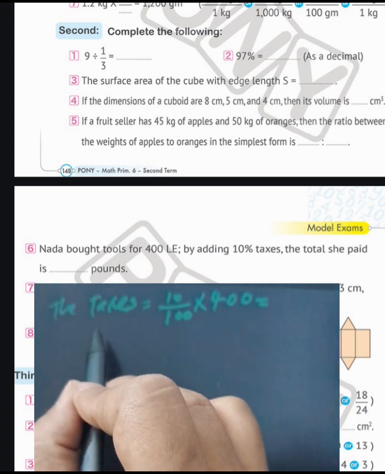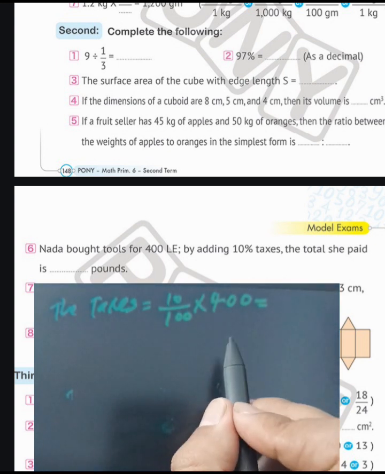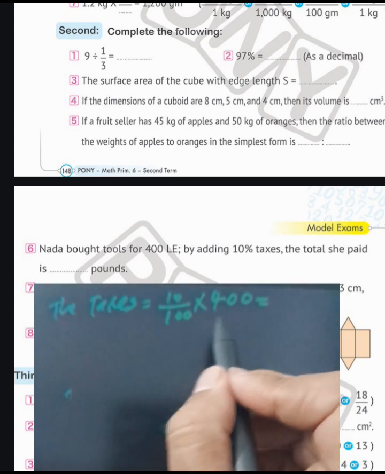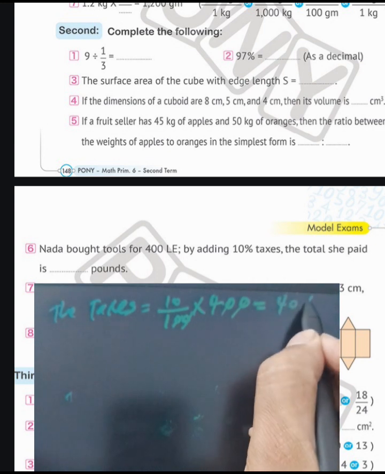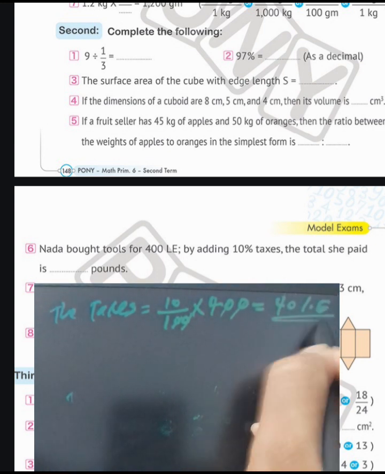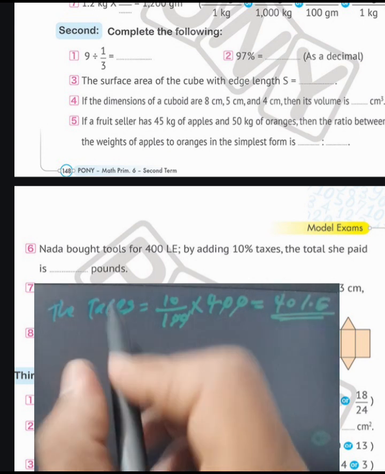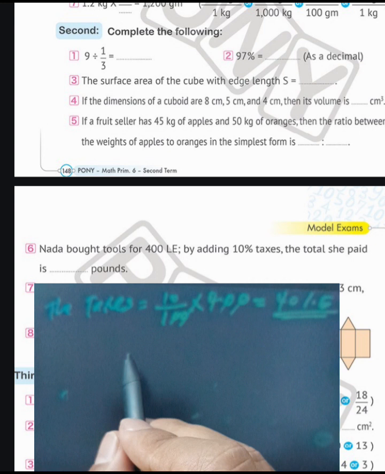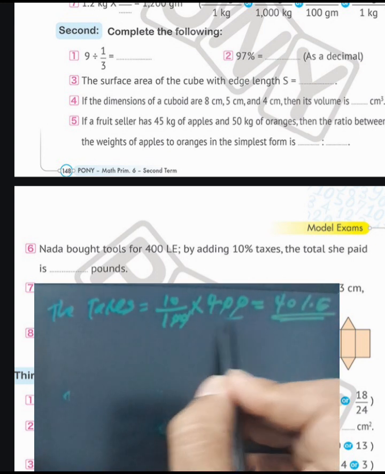The taxes are the money added to the price. 10% of 400: you must cancel the double zero by the double zero. The taxes will be 40 Egyptian pounds. Again, first step, we find the taxes. 10% is the taxes from the total. She bought the tool for 400 Egyptian pounds. Then the price was 400, and the taxes will be 10% of the price.